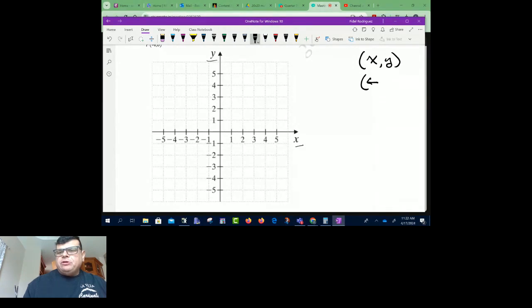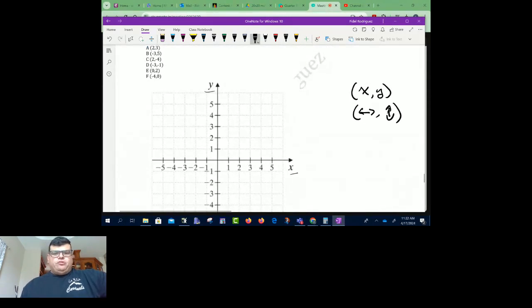The first number tells me how to move either left or right, and the second number tells me how to move up or down. We've also cut up this thing into four pieces. This is quadrant 1, this is quadrant 2, that's quadrant 3, and over here, y'all, quadrant 4. The only time we really use Roman numerals, y'all, we don't really use them a whole lot, okay?